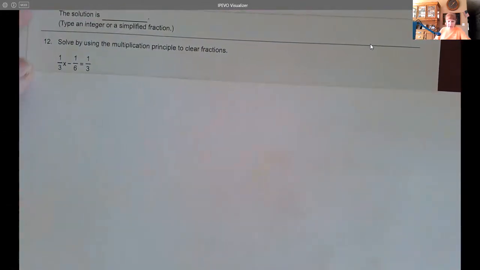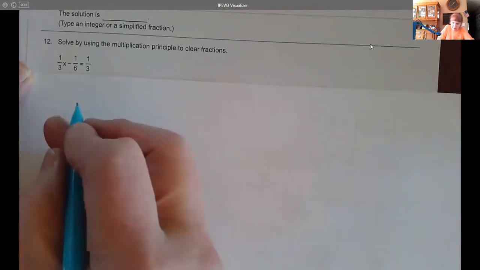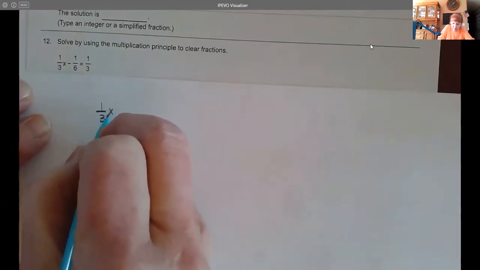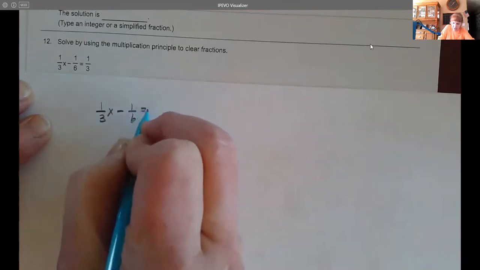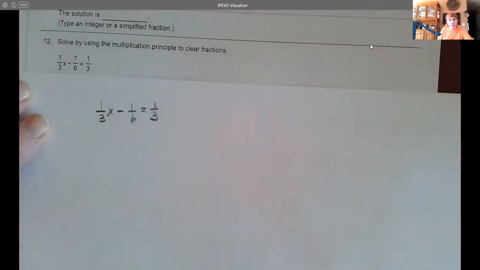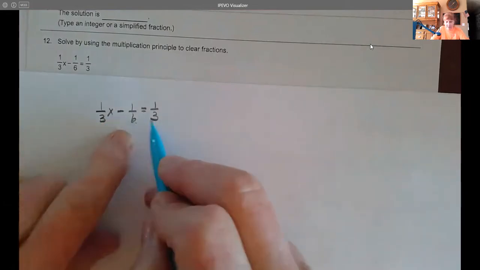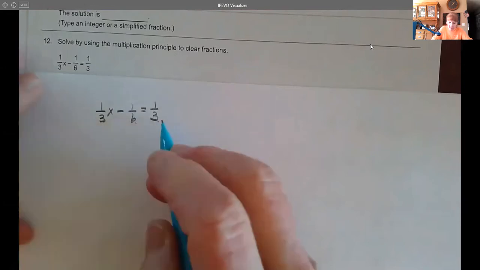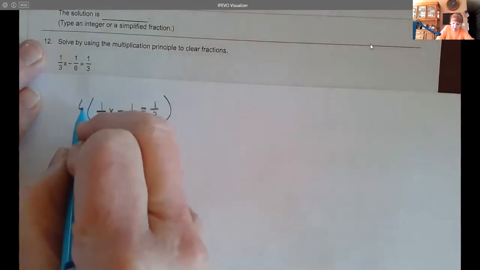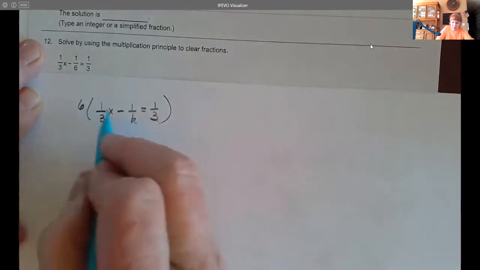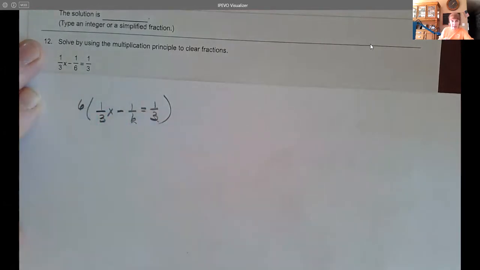So on this one, we're going to have 1/3 x minus 1/6 equals 1/3. So I need to get rid of the 3's and the 6's. What do 3 and 6, what would they go into? Well, they would all go into a 6. So 6 divided by 3, you get 2. 6 divided by 6 is 1. 6 divided by 3 is 2. So I'm going to multiply by 6. All of those go into there, okay, with none left over.